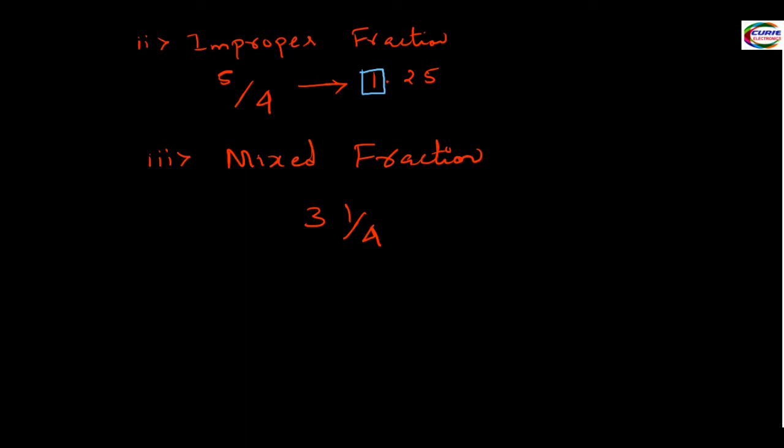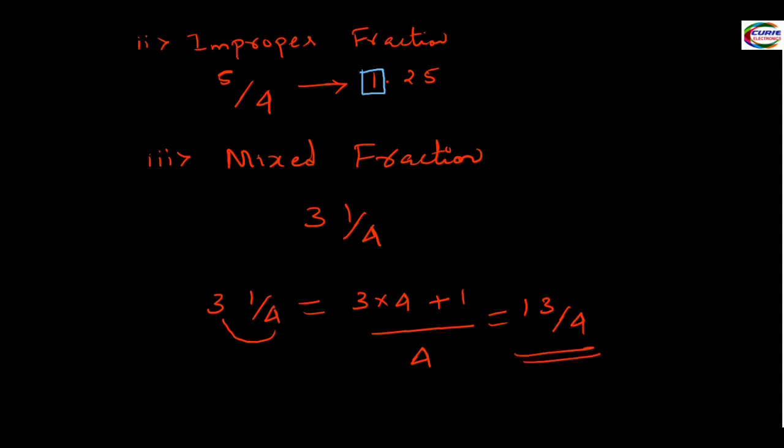Mixed fractions we can convert into improper fractions. How? This 3 multiplied by the 4, and the numerator added to it. So 3 4s are 12, 13 upon 4. This is how we can convert a mixed fraction to an improper fraction. So now we have got the basic idea about fractions. Now we will see what we mean by LCM.